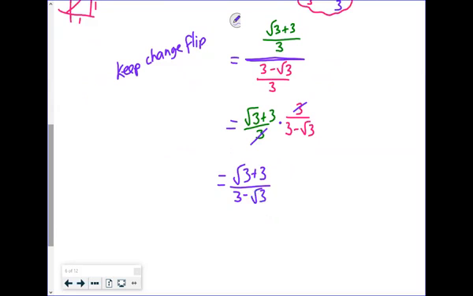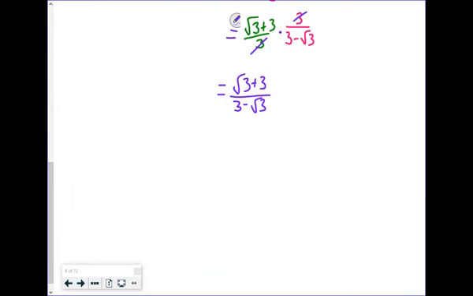Now, we can't leave our answer there because we've got an irrational number in the denominator. Don't copy me now just for a minute, because I'm going to show you something that won't work. Normally, when you've got the square root of 3 in the denominator, you would multiply it by the square root of 3, because that would give you the square root of 3 squared, which is 3. And it gets rid of that irrational number.